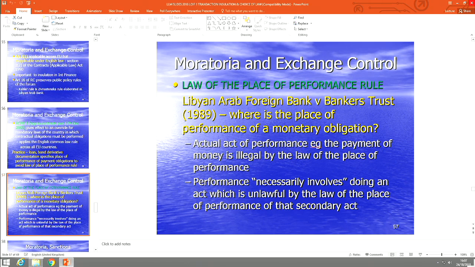Because performance may be just one simple act of payment, but it could be wider than that. And the problem is, when a payment to be made necessarily involves activity in more than one country, how does the illegality, the law of the place of performance rule apply?